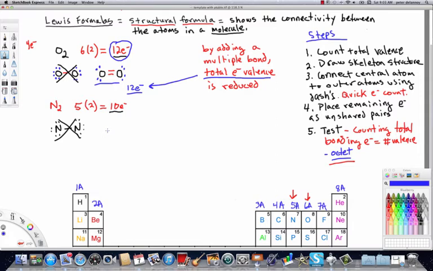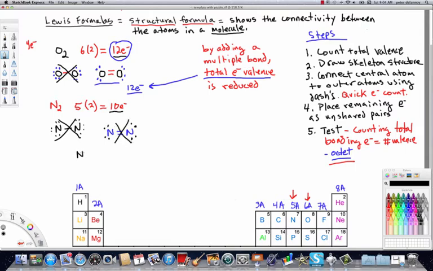I let my steps drive what I do, so I'm going to write my 2 ends again. And like in the oxygen, I'm going to add a multiple bond. Then I'm going to add my unshared pairs, not to exceed 8. And I'm slapping myself on the back. I'm a happy camper. Now let's count the total valence. 2, 4, 6, 8, 10, 12. Oh my gosh, wrong structure.